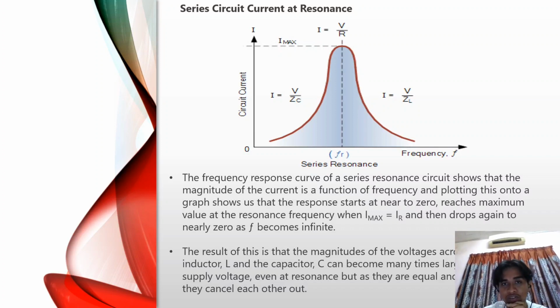The result of this is that the magnitude of the voltage across the inductor L and the capacitor C can become many times larger than the supply voltage, even at resonance. But as they are equal and in opposition, they cancel each other out.